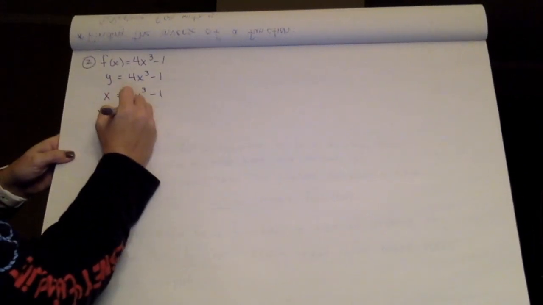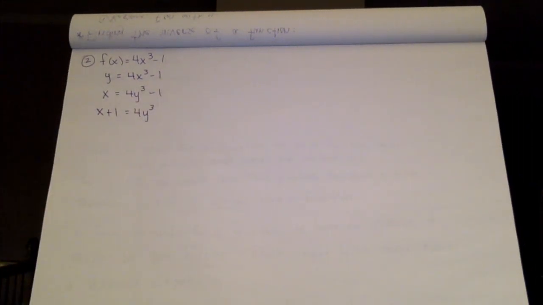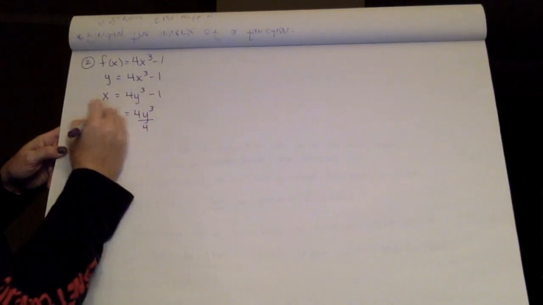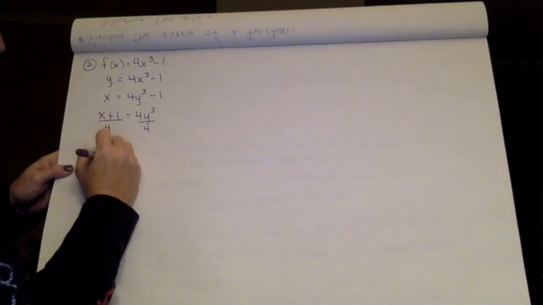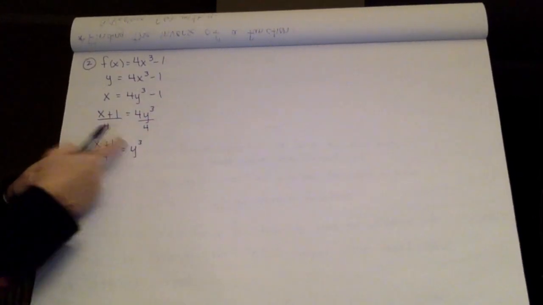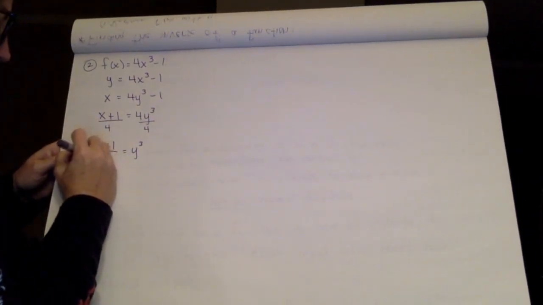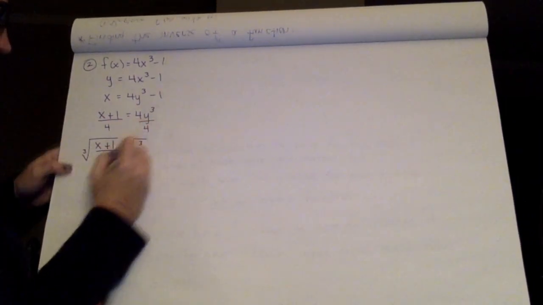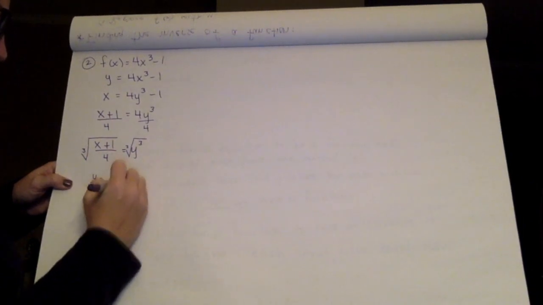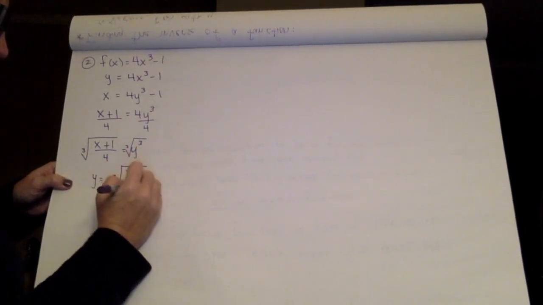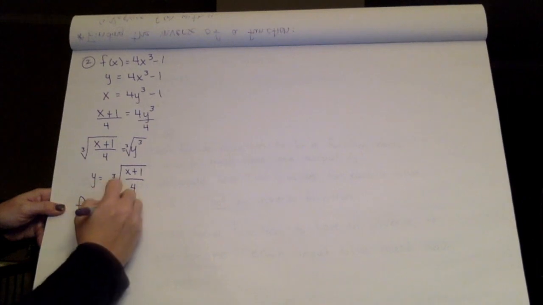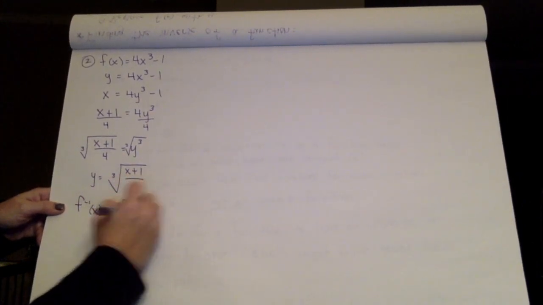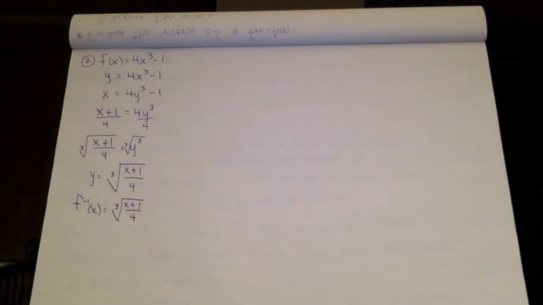I'll add 1 to both sides. So I have x plus 1 equals 4y cubed. Divide both sides by 4. That will be the first thing. So now we have x plus 1 over 4 is equal to y cubed. And the way we get rid of a cube is to cube root. But I have to cube root this whole thing. So I have y equals the cube root of x plus 1 over 4. And we could write that with inverse notation. We think that this is the inverse. We still need to verify it by showing those two compositions.